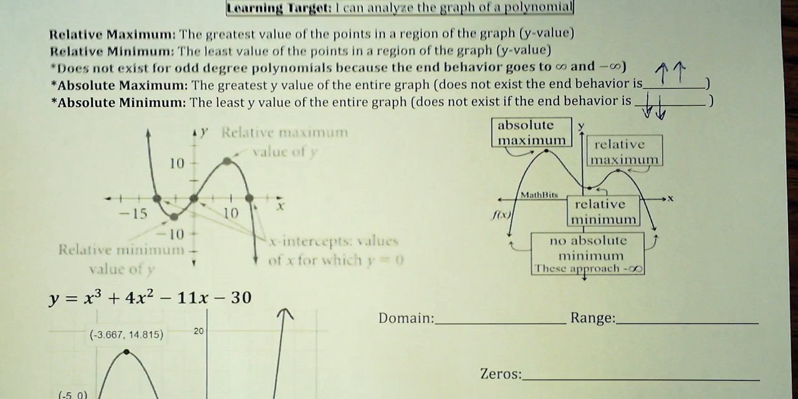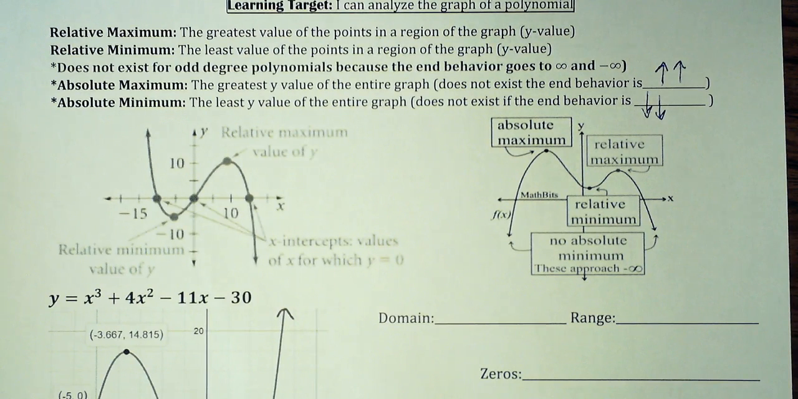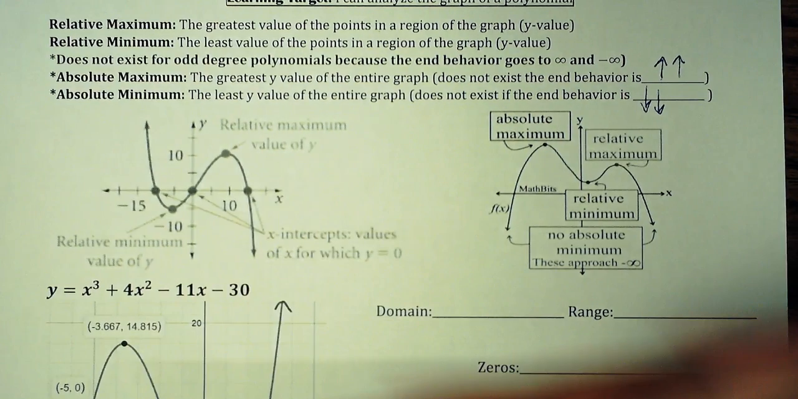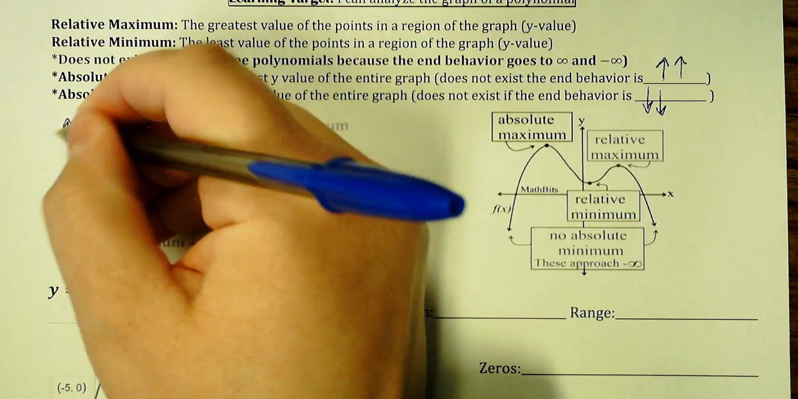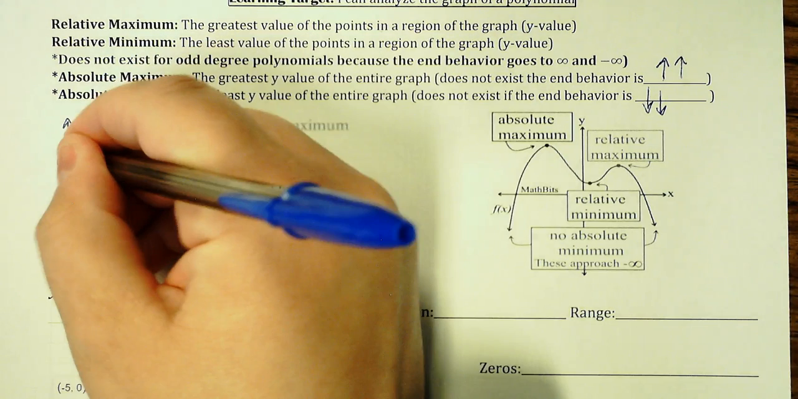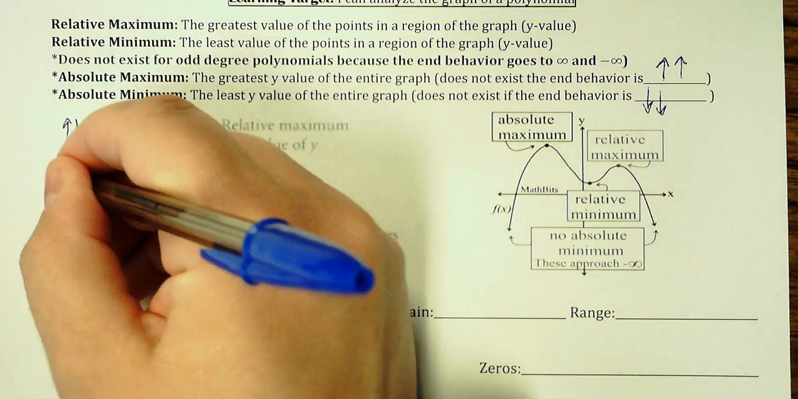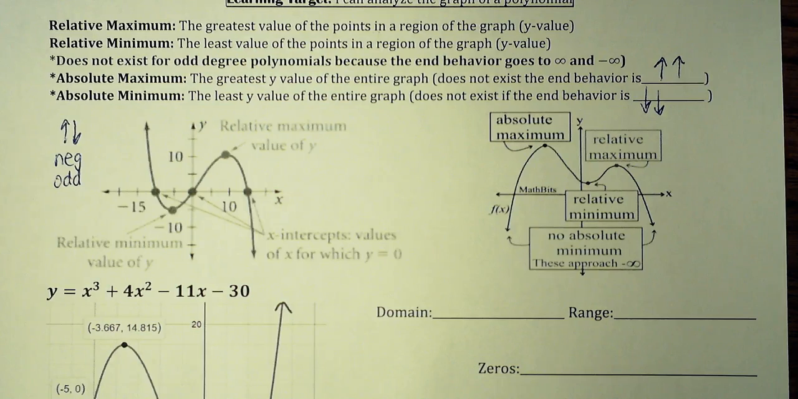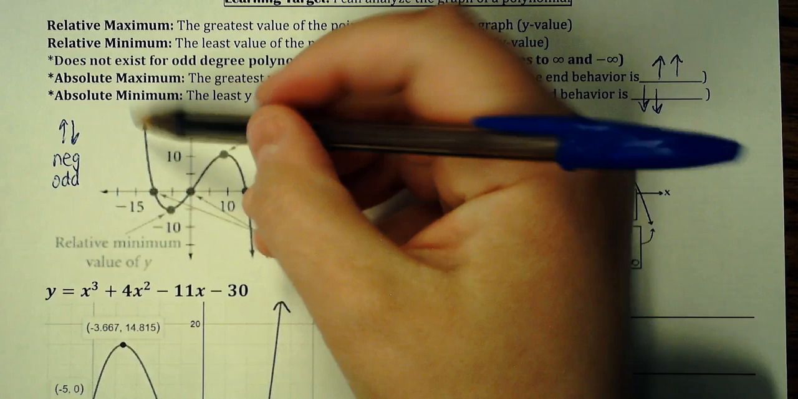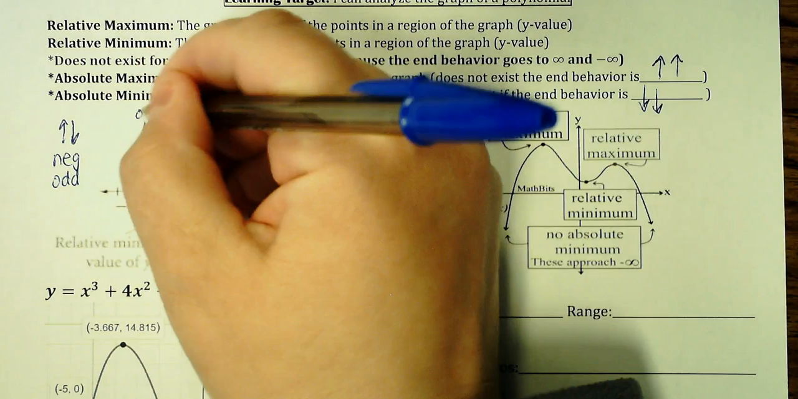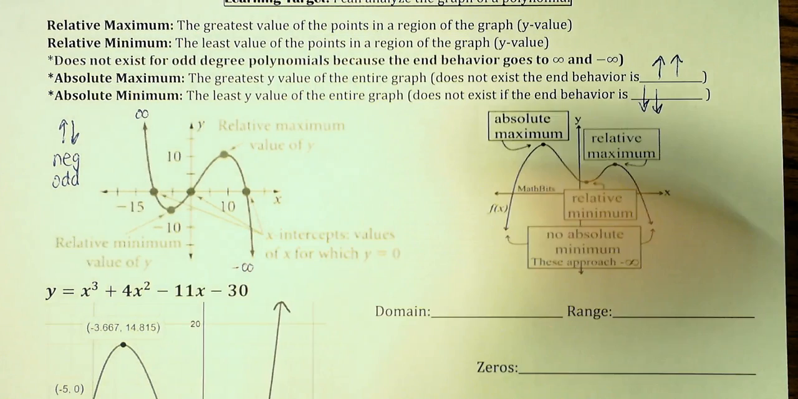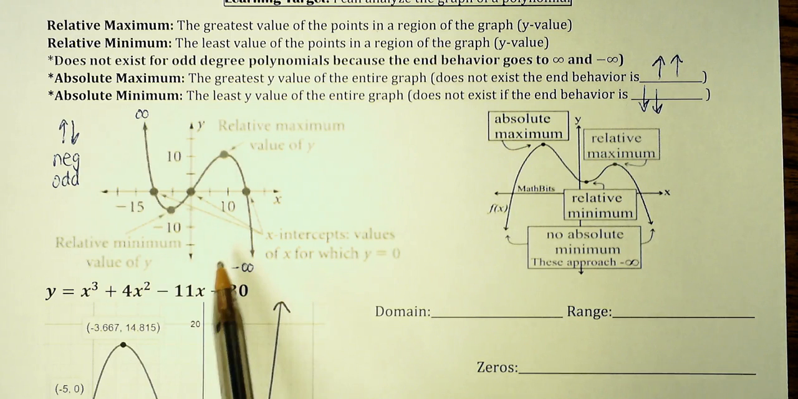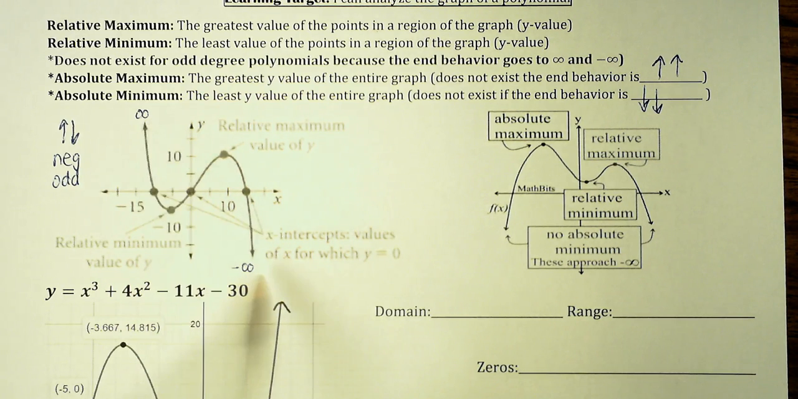Okay, so this one's a little bit easier to see than the graph here. The end behavior here goes up at the beginning and down at the end. So that's going to be negative, and anytime the ends point opposites, that's going to be odd. Now, this goes up to infinity, this goes down to negative infinity. So there's no absolute maximum or minimum for this graph because we don't have an actual value.